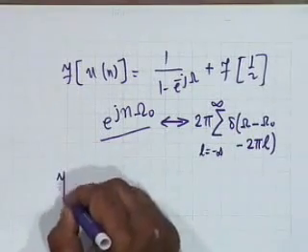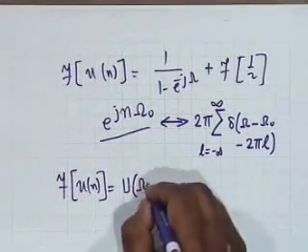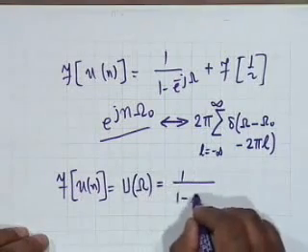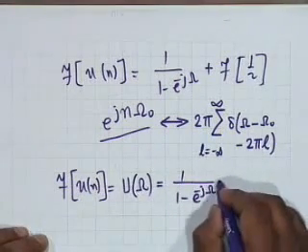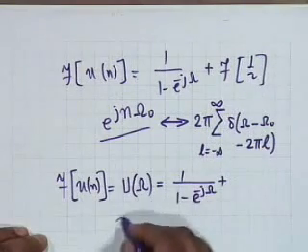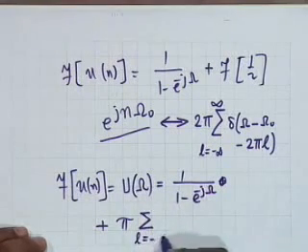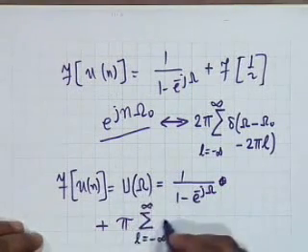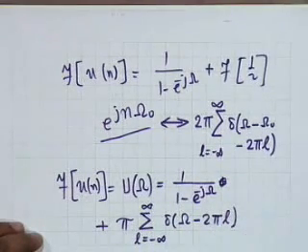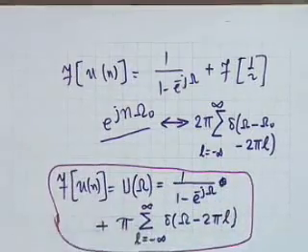The only difference between e to the j n omega 0 and half is that omega 0 is equal to 0, and therefore the Fourier transform of u of n, if we are bold enough to write this as capital U of capital omega, all bold, is equal to 1 by 1 minus e to the minus j omega plus, there is a factor of half, half and 2 cancel, so plus pi times the summation L equal to minus infinity to plus infinity delta of omega minus 2 pi L. This finally is the Fourier transform of a unit step function. And you notice the difference.